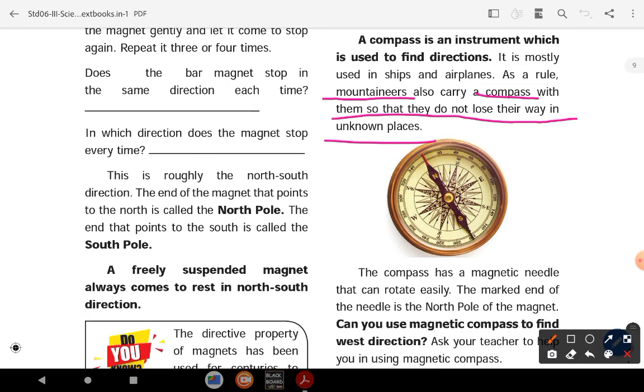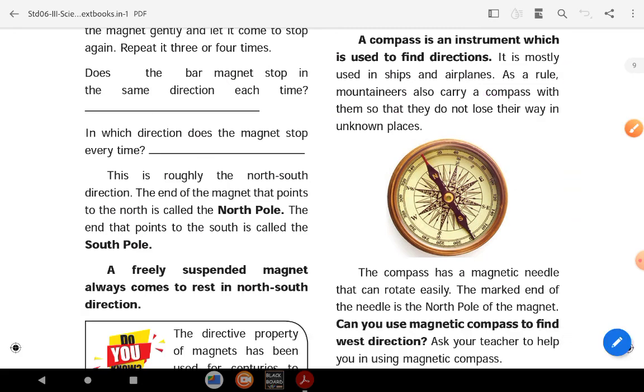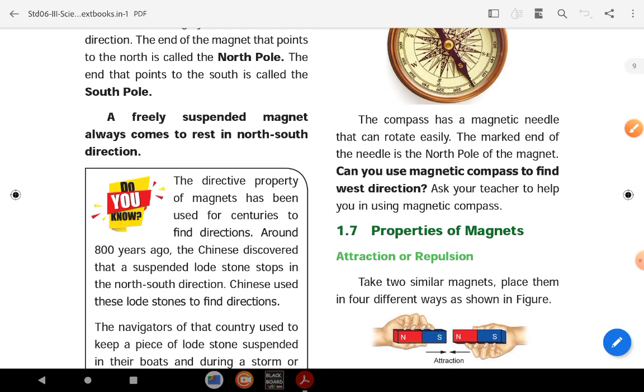All right. The compass has a magnetic needle that can rotate easily. And what does the compass contain, children? It contains a magnetic needle. This is the needle. It can rotate easily. The marked end of the needle is the north pole of the magnet.